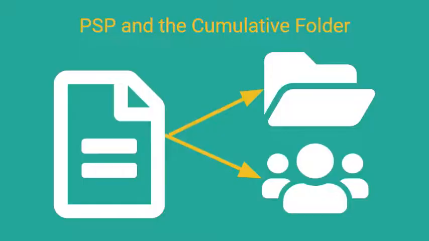Once a current year PSP is created and signed, it must be printed and placed in the student's cumulative folder. All previous versions can be removed and destroyed. The PSP should also be shared with the parent or guardian.